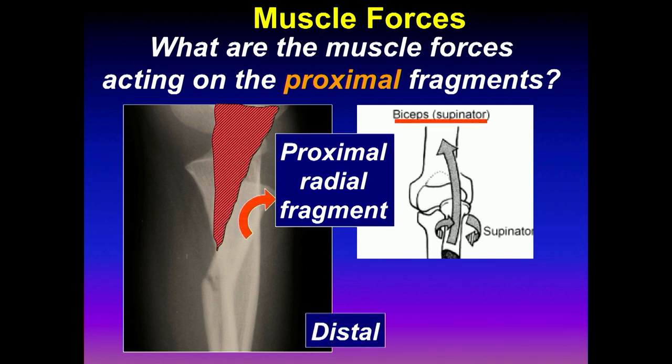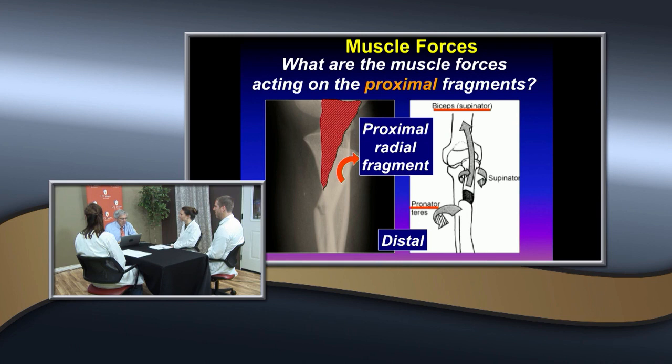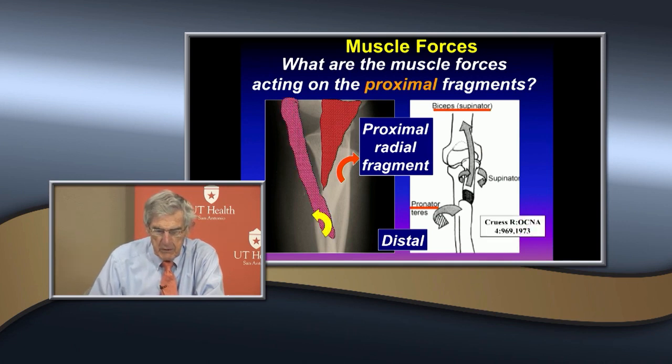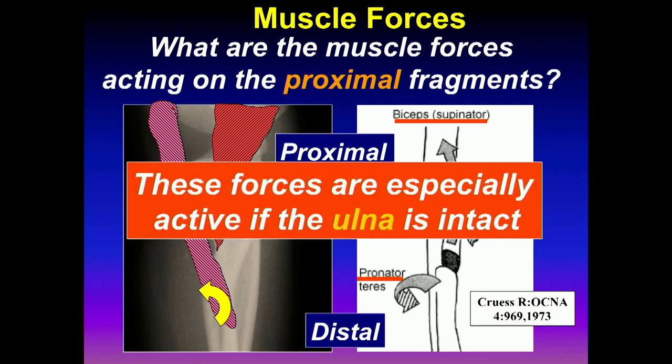What's on that distal fragment? Brachioradialis and the pronator. And the pronator, right. Mainly the pronator teres. So you have a rotational malalignment here when you break the integrity of the proximal radius right here. So you have to consider that when you're doing the reduction maneuvers, we'll discuss. So these are especially active if the ulna is intact.